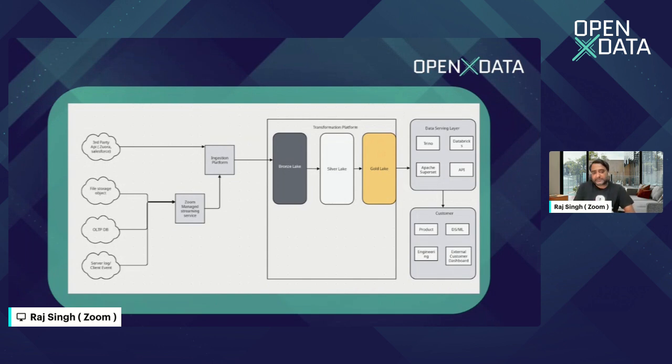Also the data retention period. If you see, in the bronze layer, the data retention is 15 to 30 days, and then in the silver layer we are storing the data for 15 months, and in the gold lake, the data retention period is longer. So yeah, this is the overall architecture for the Zoom data platform.